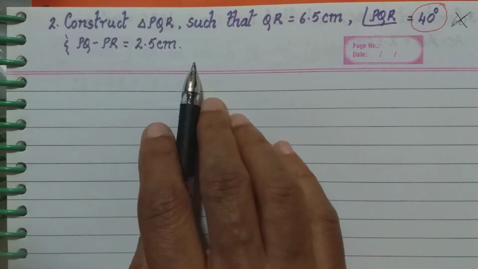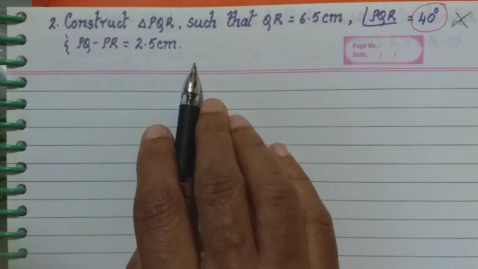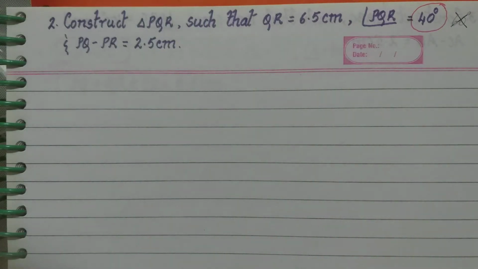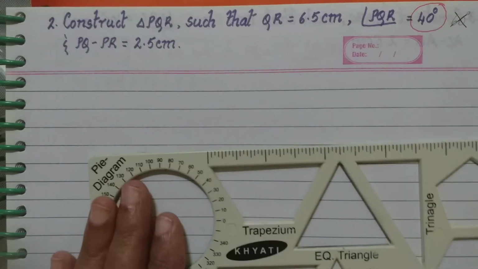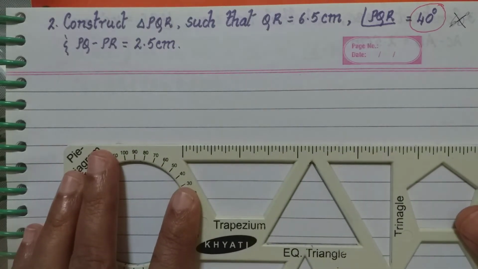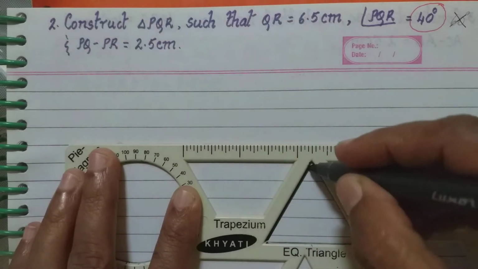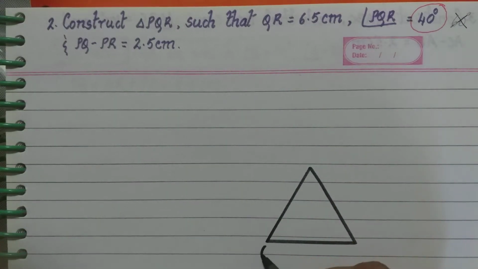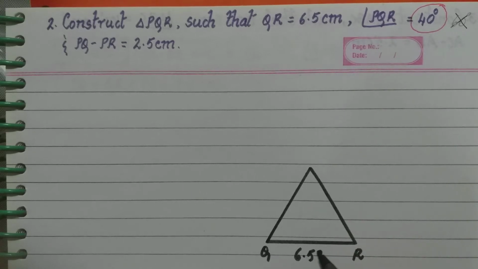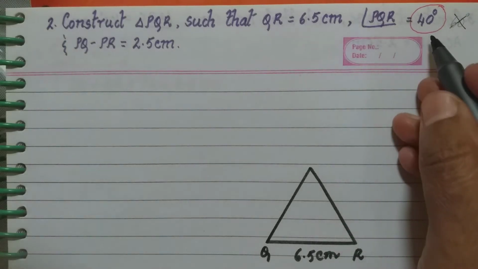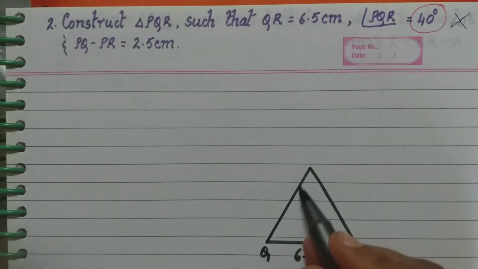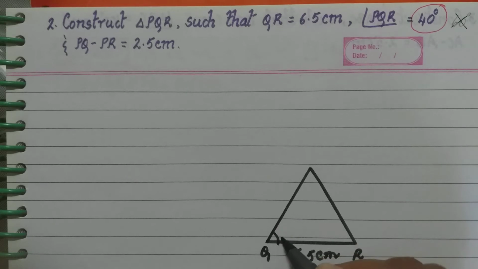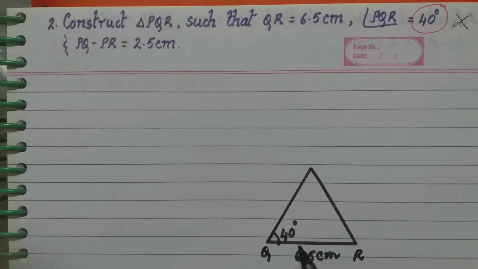Then they said PQ minus PR is 2.5 centimeters. So, our first step is to draw a rough figure of the triangle. So, we draw here a rough figure of a triangle. The base is given to us, QR, and they said QR is 6.5 centimeter. Now, also they gave angle PQR is 40 degrees. So, this angle actually is 40 degree. Now we have marked 40 degree here.